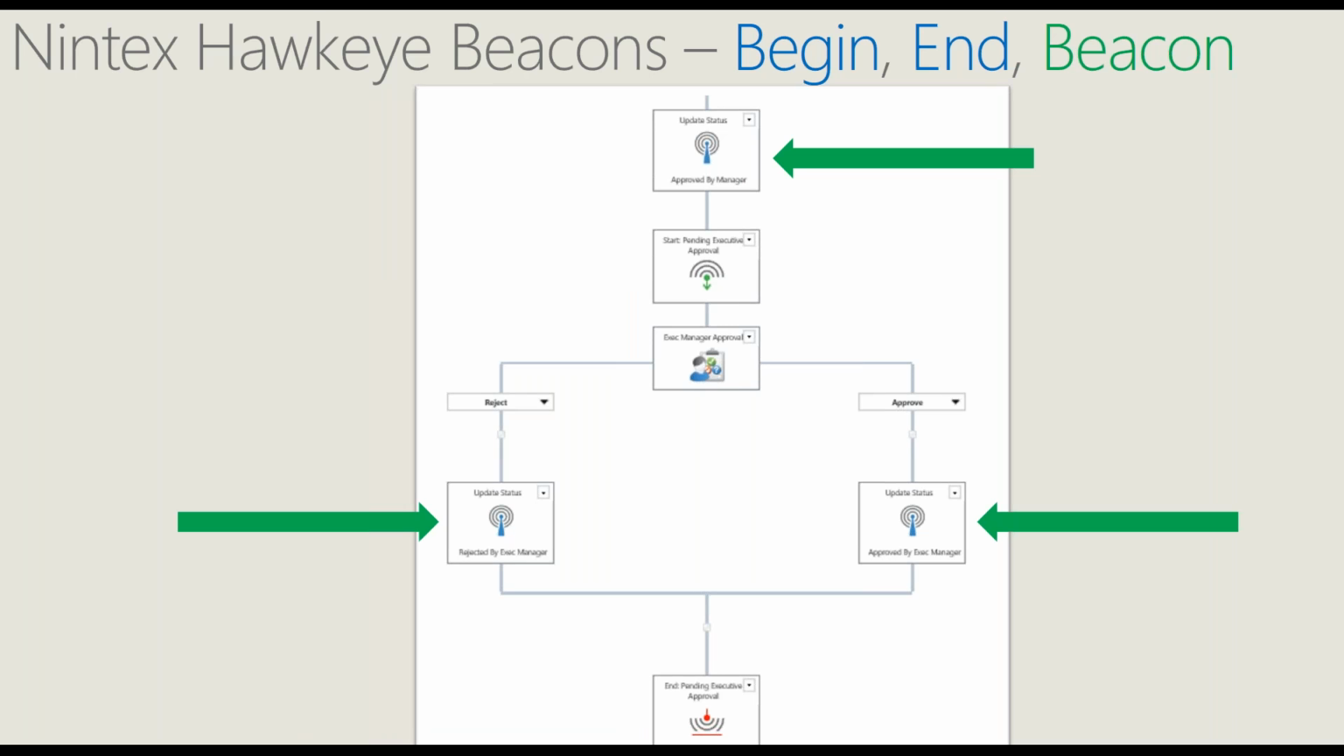Now, those are the start and end. You can use multiple of these depending on different stages you might have within a workflow process, so you can use as many of them as you need. The other side of it is something just called a beacon. A beacon is used to collect data and store it inside Hawkeye.